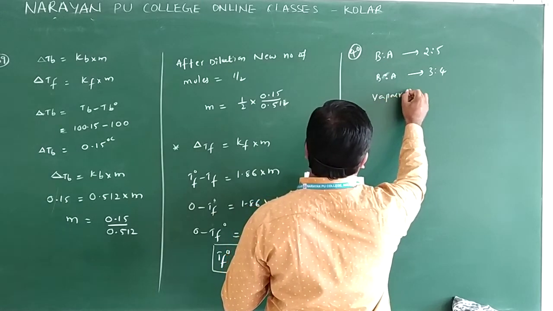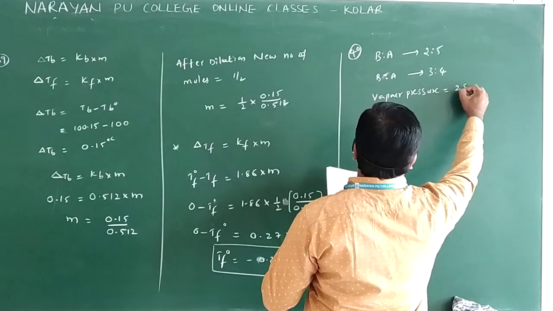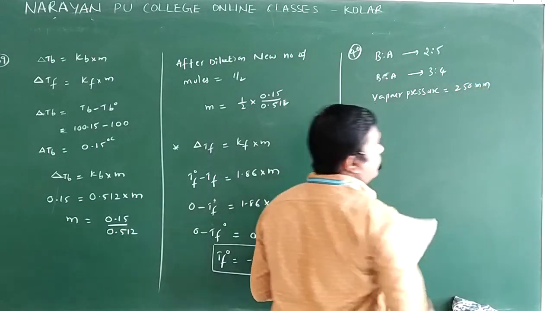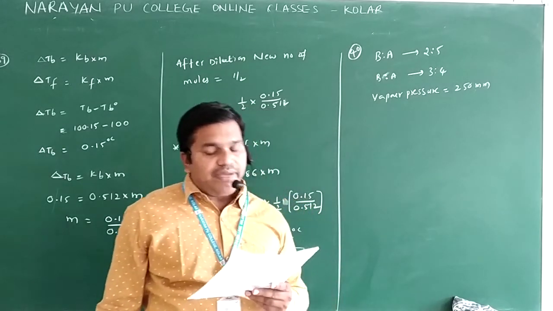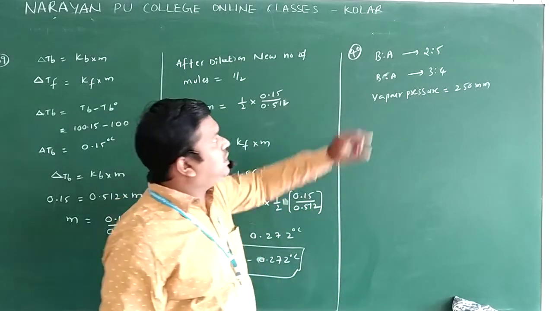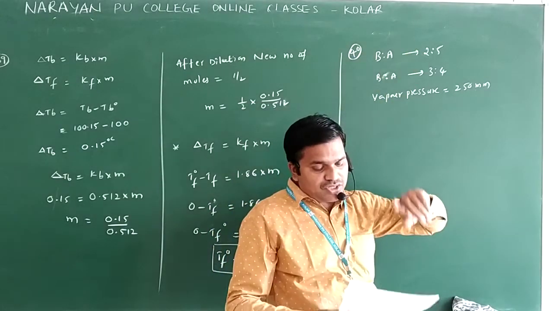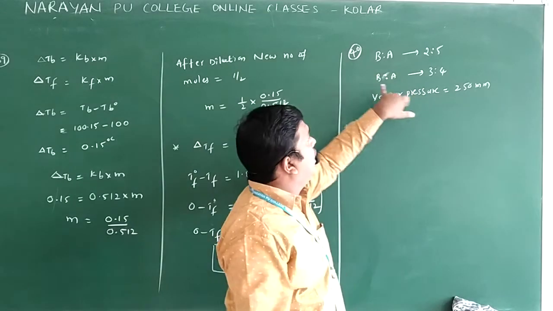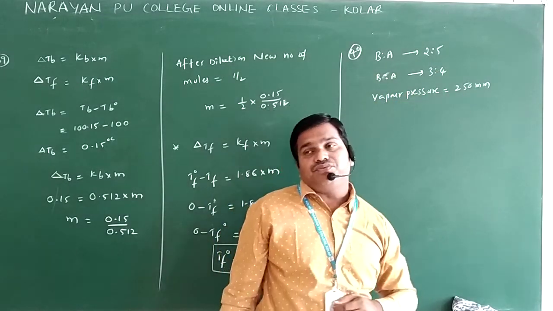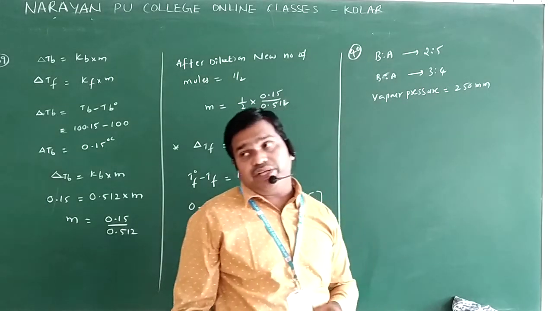They have given one more point also. The vapor pressure given here is 250 mm. Now what do they ask here? The vapor pressure of the above solution. Initially we have the mole ratio of solute to solvent given as 2:5, and B to A is given as 3:4. Clear? And the initial vapor pressure is 250 mm.